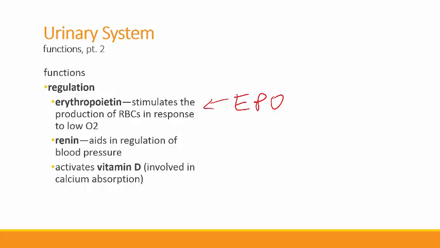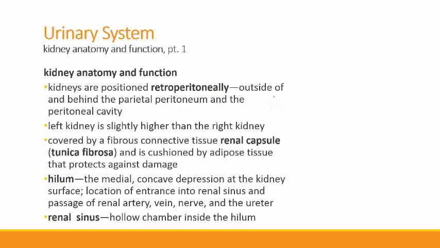And then other regulation includes a material called renin. And this is not a hormone, but it's a hormone-like compound. It's an enzyme that acts like a hormone, and it's involved in regulating the blood pressure of the body. And the kidney is also involved in activating vitamin D. As we've talked a little bit already about how sunlight helps to activate vitamin D, the kidney plays a role in that as well. So those are the functions that we associate with the urinary system, especially with the kidneys.